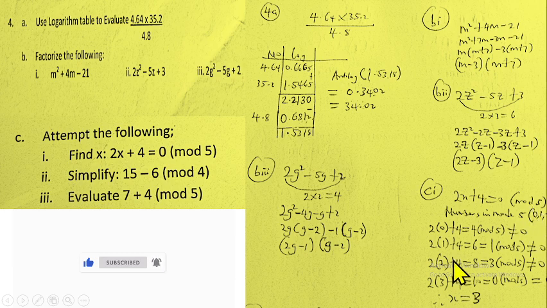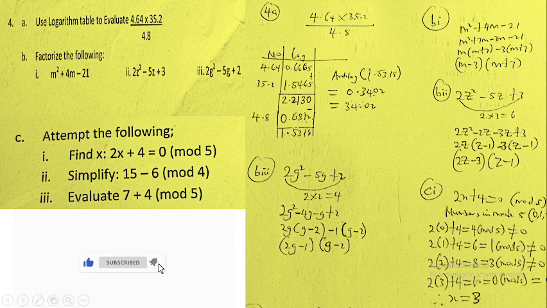The next number is 1. Put 1 here also. You have 2 into 1 plus 4. 2 times 1 is 2 plus 4 is 6. And 6 is more than mod 5. So you change this 6 to mod 5. How do we do that? You divide this 6 by 5. That gives us 1, remainder 1. So you write that remainder. So you have 1 mod 5. So 6 is the same thing as 1 mod 5. And 1 is not equal to this 0 here. So that means our answer is not this one also.